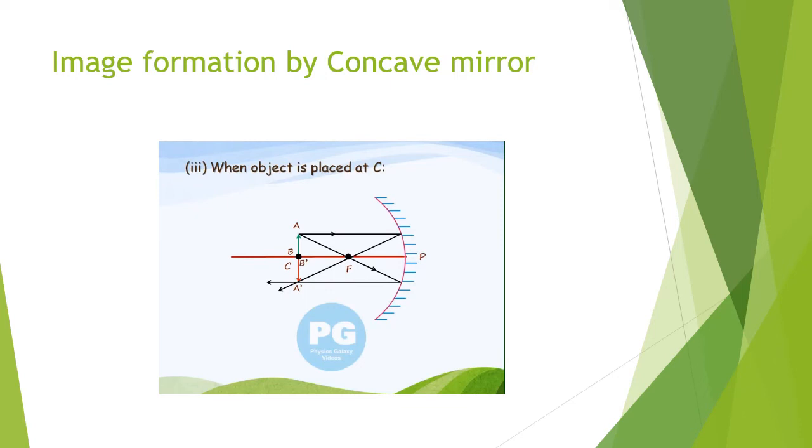So, here's what we can say about the image. The image is formed at center of curvature. The image is real and inverted. And it is of the same size as the object.